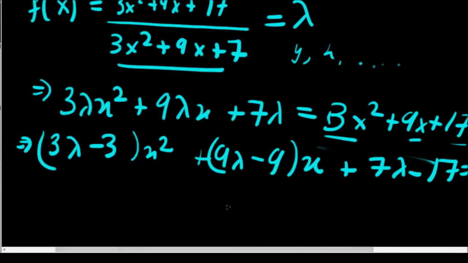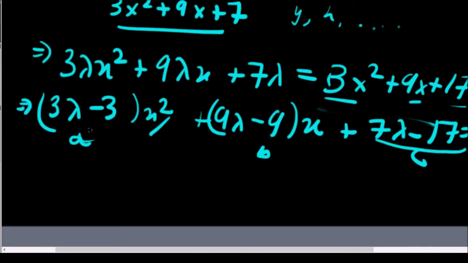So now comes that step which I was telling you about. I have this quadratic equation in x where the coefficients are in terms of lambda. A is 3 lambda minus 3, B is 9 lambda minus 9, and C is 7 lambda minus 17. But we have to maximize lambda, and so far the information here is pretty useless. We don't know what to do with it.